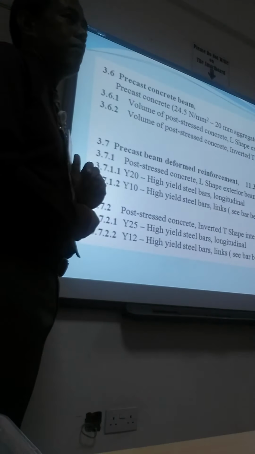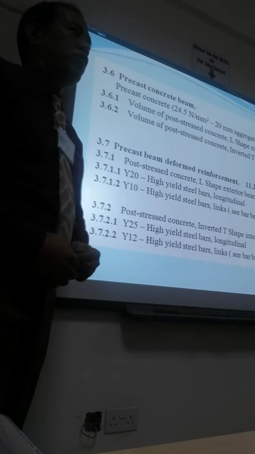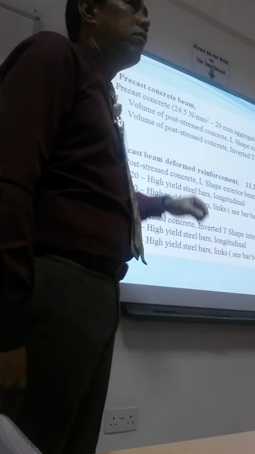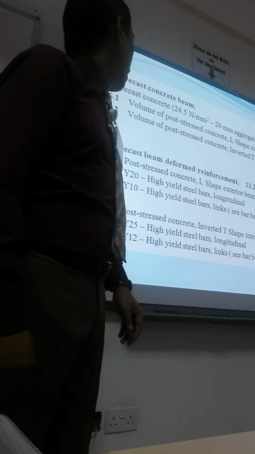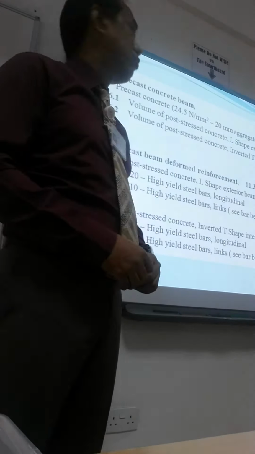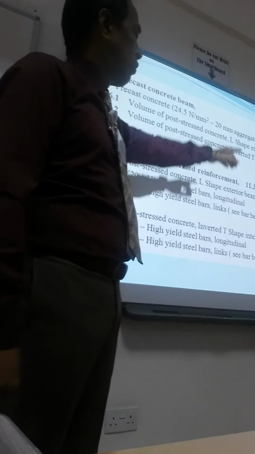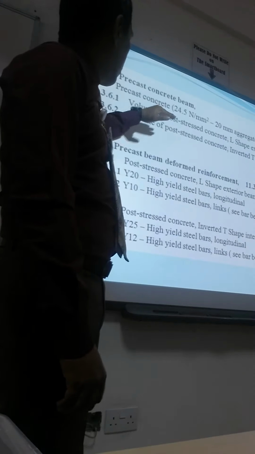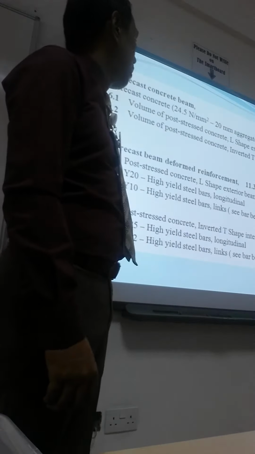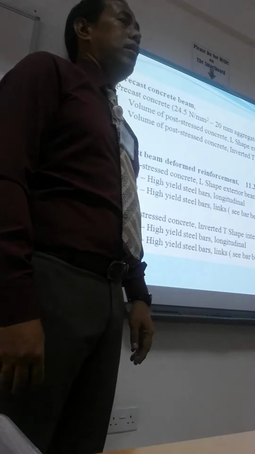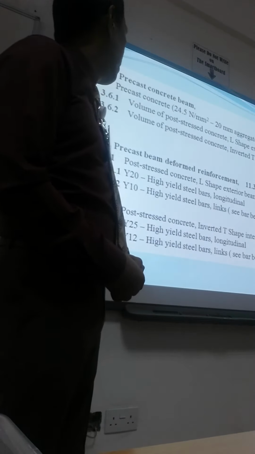Now, the proper measurement implementation starts from section 3.6, where for precast concrete beam, we are to deal with the strength of concrete to be 24.5 Newton per mm square using a maximum size of 20 mm aggregate, where the links spacing not to exceed 150 mm. Then we are to compute for the volume of post-stressed concrete in an L-shaped exterior beam, the volume of post-stressed concrete in the inverted T-shaped interior beam.